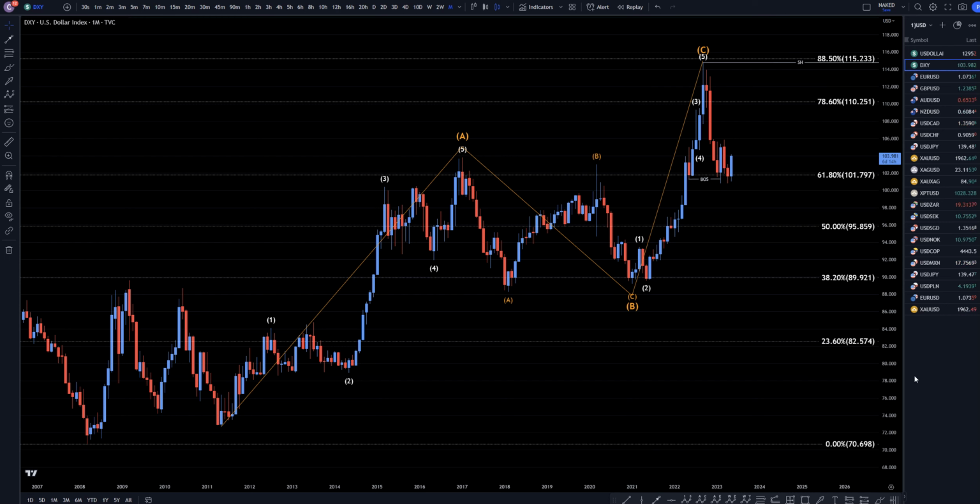Today is Thursday, May 25th, and I'm going to be analyzing the DXY and the US dollar index starting on the monthly, working my way down to the 1 hour time frame.